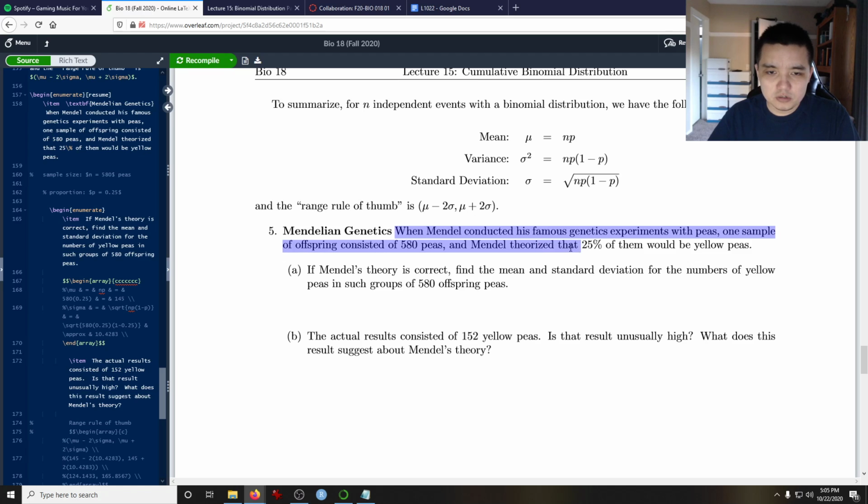Reading off the example: when Mendel conducted his famous genetics experiments with peas, one sample of offspring consisted of 580 pea plants. And Mendel theorized that 25% of them would be yellow peas. If Mendel's theory is correct, find the mean and standard deviation for the numbers of yellow peas in such groups of 580 offspring peas.